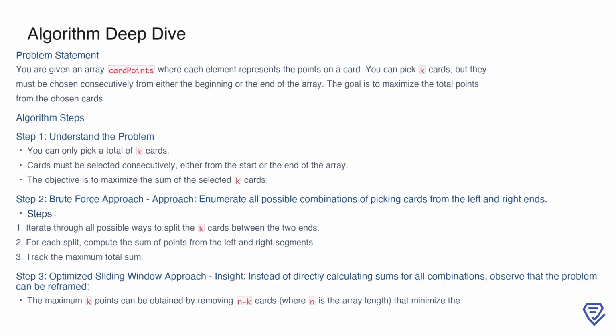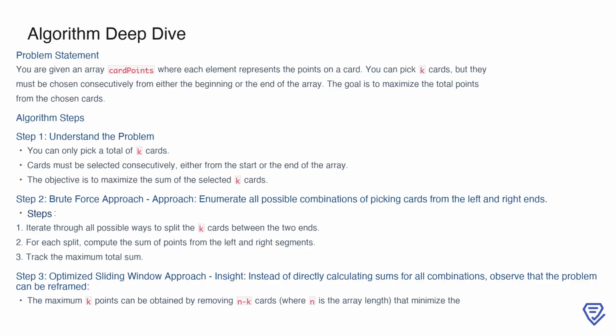To tackle this, we can break down the solution into a few steps. First, we need to fully grasp the problem. You can only pick a total of k cards, and these cards must be contiguous, either from the leftmost side of the array or the rightmost side. The goal is to maximize the sum of the selected cards.